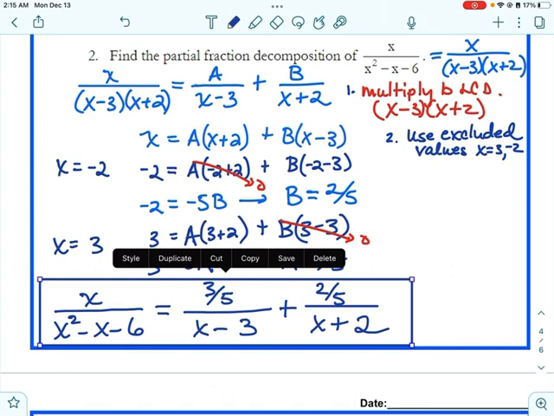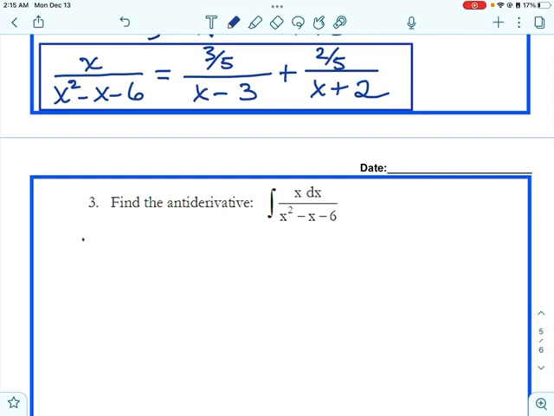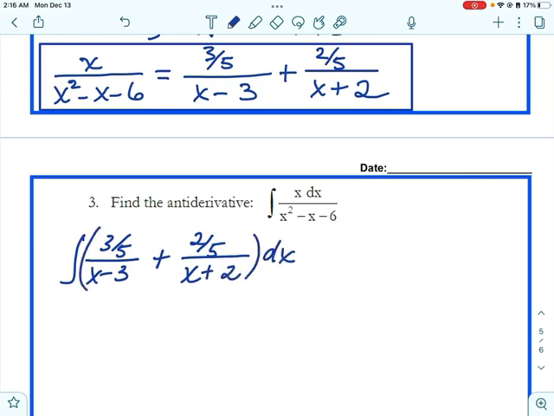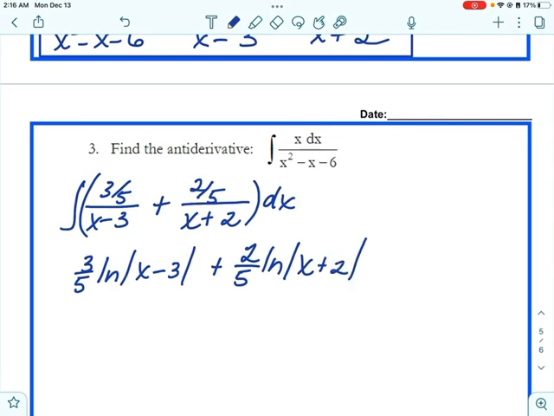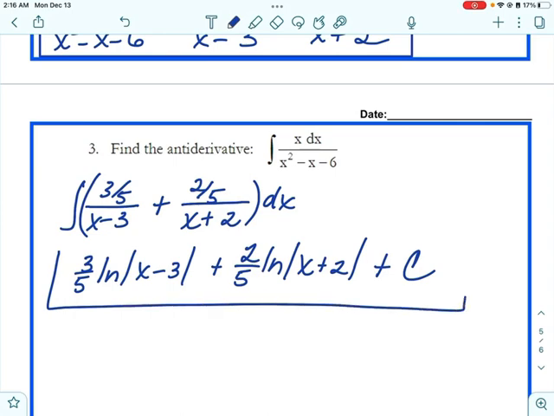Okay, so now we're going to find the antiderivative of this. So we have the integral of 3/5 over x minus 3 dx, and plus, I think I had left it originally just like this, so I'm going to leave it like that, 2/5 over x plus 2. So I end up going to pass the 3/5 out, and I get ln of the absolute value of x minus 3 plus 2/5 times ln of the absolute value of x plus 2 plus c, the arbitrary constant in there. You have it. There it is.